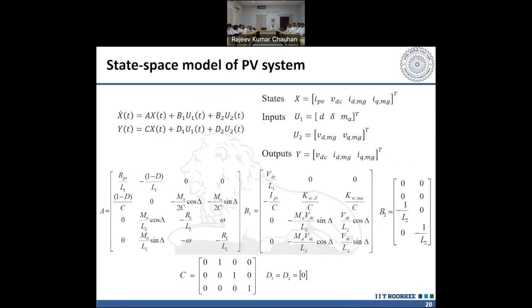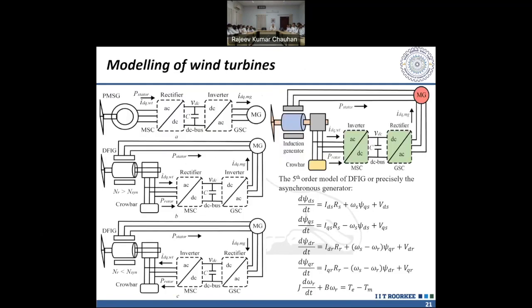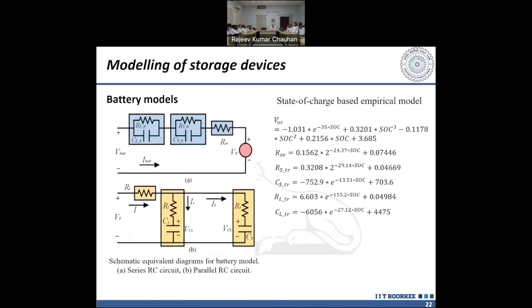Initially this cell system will convert into a 4-state model. Those who have understood control systems can understand. We represent this in the form of x dot equal to Ax plus Bu, y equal to Cx plus Du. So it will convert into the 4-state block. This is the wind generator, and these are the equations by which we can represent our wind turbines, the wind system. This is for the battery model.